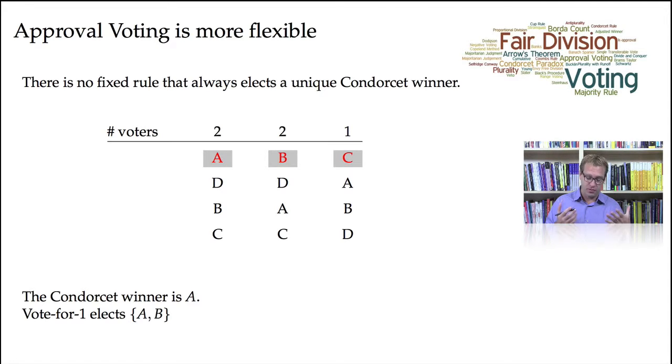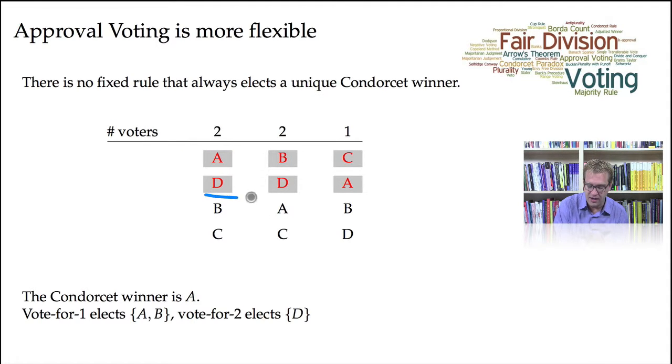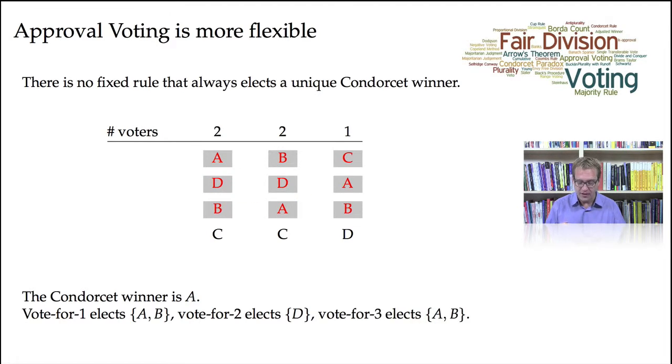So vote for 1 is just a plurality rule that will elect candidates A and B, both tied with 2 votes. And so it's not guaranteed that the Condorcet winner will be elected. Vote for 2 ends up electing candidate D, because D gets 4 top 2 approvals, but that's not the Condorcet winner. And similarly, vote for 3, A and B will be tied. Everybody ranks A and B either first, second, or third. So it's not guaranteed that the Condorcet winner will be elected.